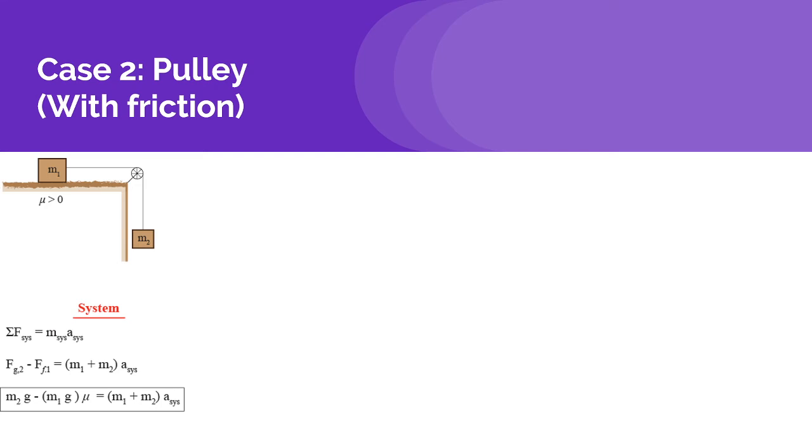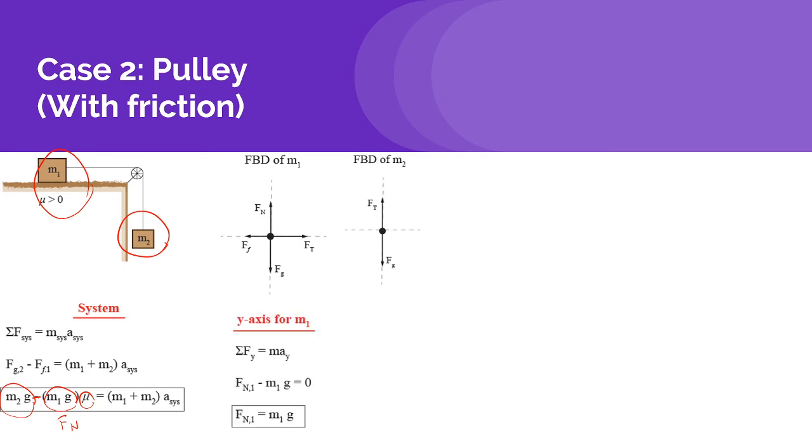In the system, there will be two forces effective. This guy will try to move it down, but this friction acting on M1 is going to resist the motion. So in this case, M2g minus M1g, which is the normal force, times mu, which will be the friction acting on the first object, is going to be equal to mass times acceleration, and mass is the total mass, which is m1 plus m2. And free body diagram for both of the objects.